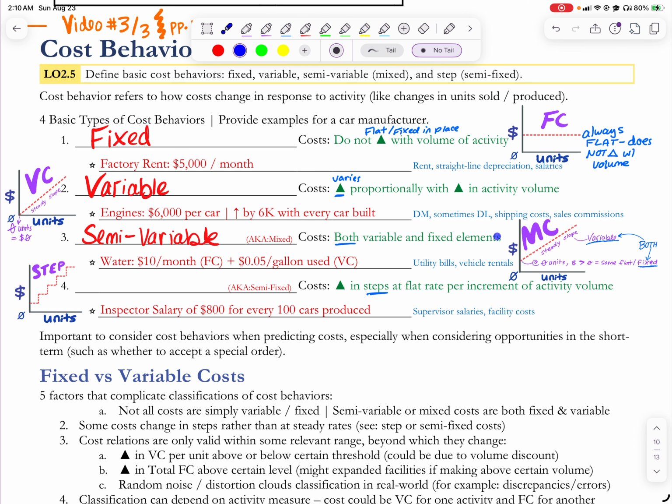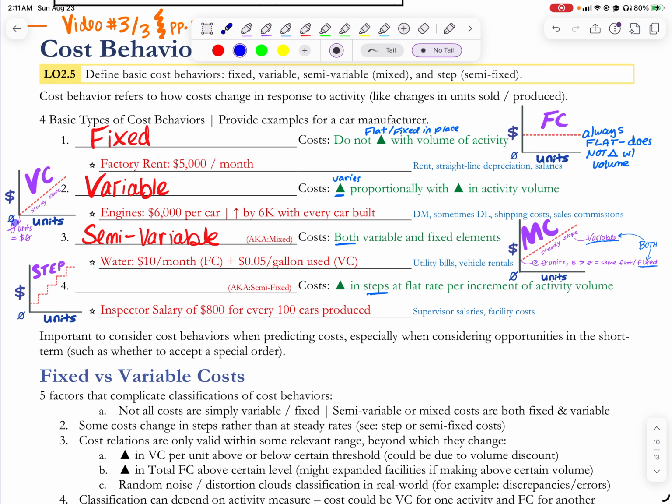So over here is how it would be graphically depicted. Basically, even at no units, if I produce nothing, I still have some flat rate. It's above zero, so it would still cost something, even at 0 units. But it does steadily increase with the more units that I produce. It's got a fixed element here. That steady slope upwards is a variable element.